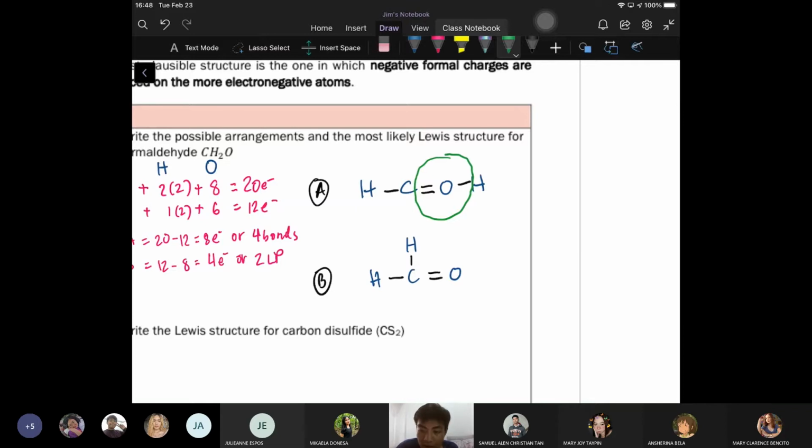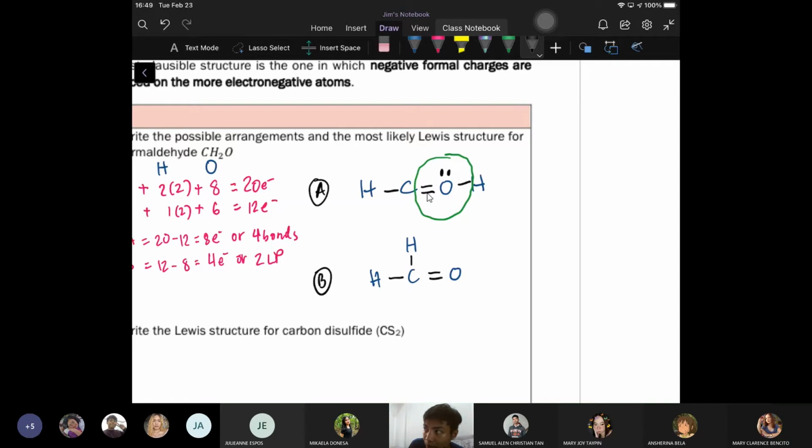So this oxygen has 3 lines or 3 bonds around it. So that means it already has 6 electrons. So for it to be octet, we have to add lone pairs. No? Maglagay tayo ng isang lone pair. Maglagay tayo ng pares ng electron. So is it octet now? Okay, so it is octet now.